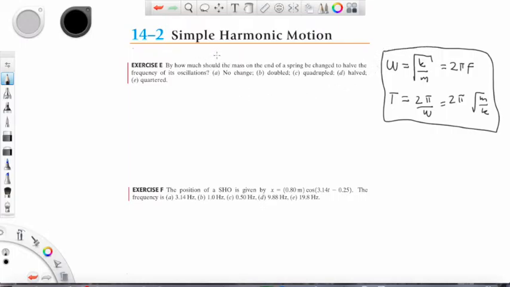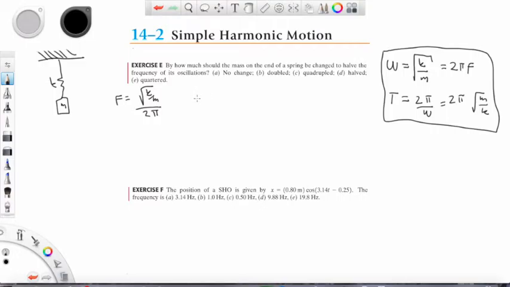Now, exercise E asks, by how much should the mass on the end of a spring be changed to halve the frequency of its oscillations? So we have a mass at the end of a spring, and we want to halve the frequency. To solve this problem, we have to find an expression for frequency first. So we'll start from here. The frequency f equals square root of k over m divided by 2 pi.